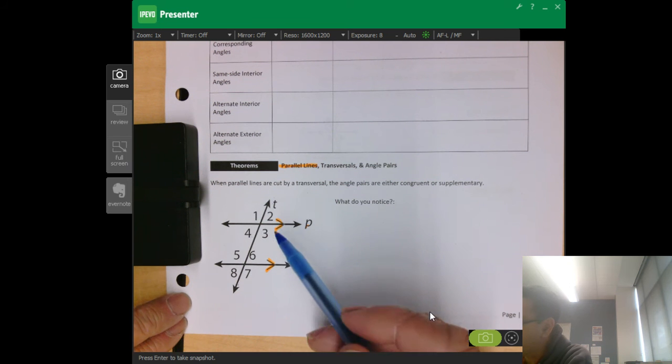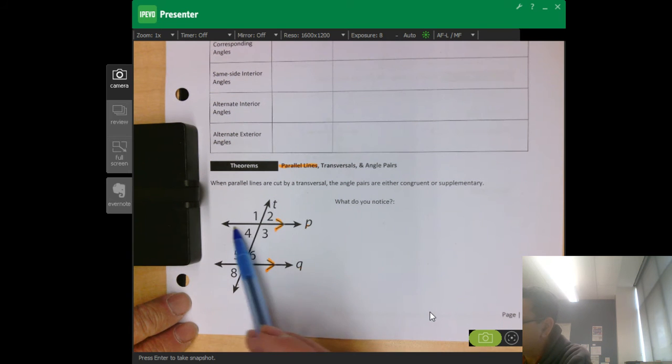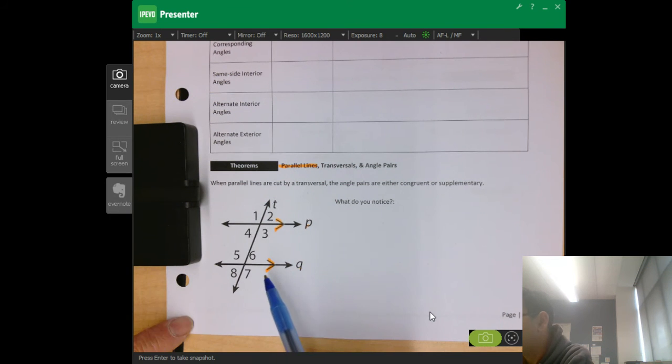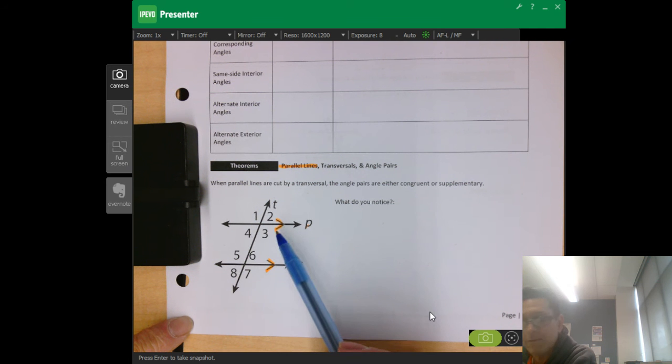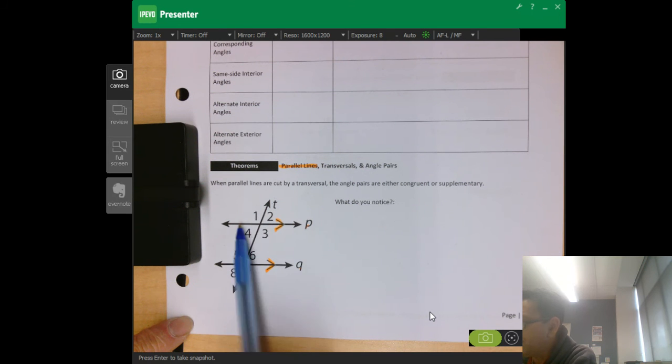Okay, so now we're going to be looking at something that looks similar to what we looked at in the last video. We have two lines, and they are cut by a transversal. What is different here, if you'll notice highlighted in orange, are these arrows. These arrows are used to indicate that line P and line Q are parallel.